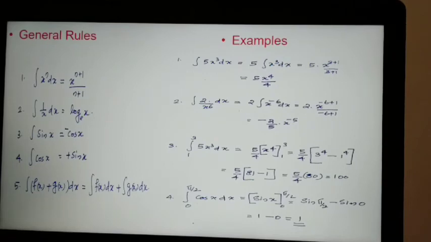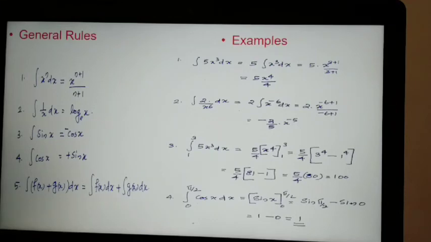Again, what is the integral of cos x? Integral cos x is sin x. So sin x is the integral and the limit 0 to pi by 2 should be applied. 0 is the lower limit and pi by 2 is the upper limit. So which is the variable here? x is the variable here.